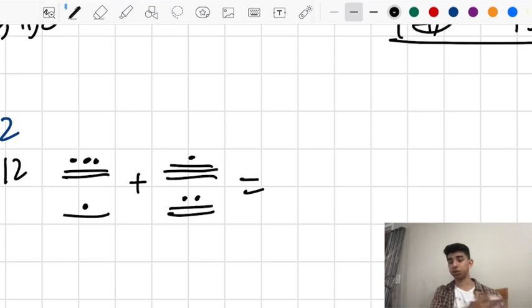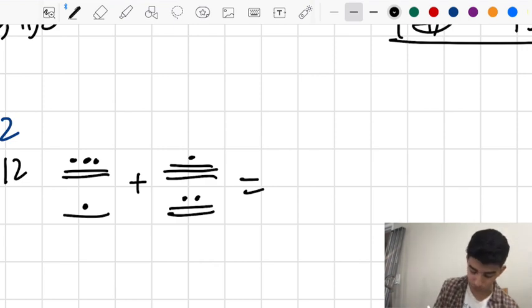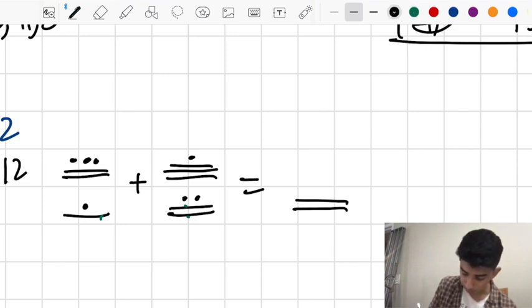So we add these together, we just add from left to right. So we have 1, 2, 3 bars in the bottom, 1, 2, 3 ones. And now we move on to the 20s place.